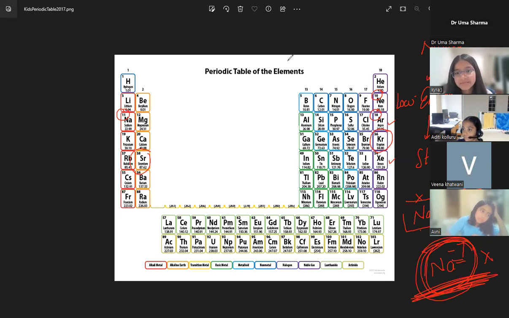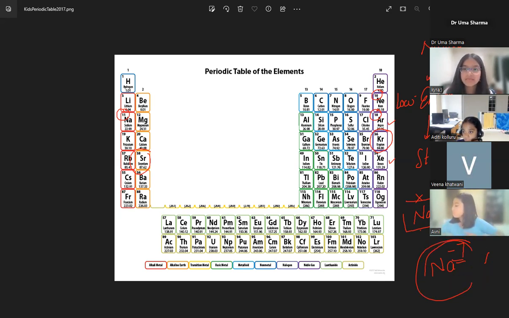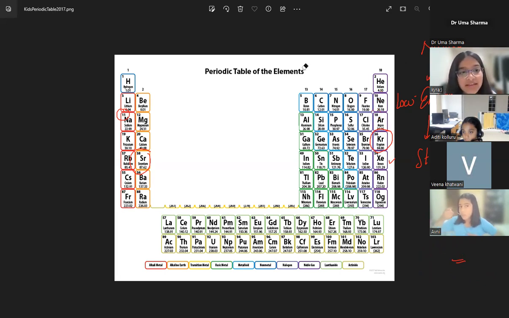Aditi? Good, good. So you said that strontium should be like krypton. That's what you said? Where is strontium? Here, right? So what can strontium do to be like krypton? Is it going to lose or gain? It would lose 2 electrons.